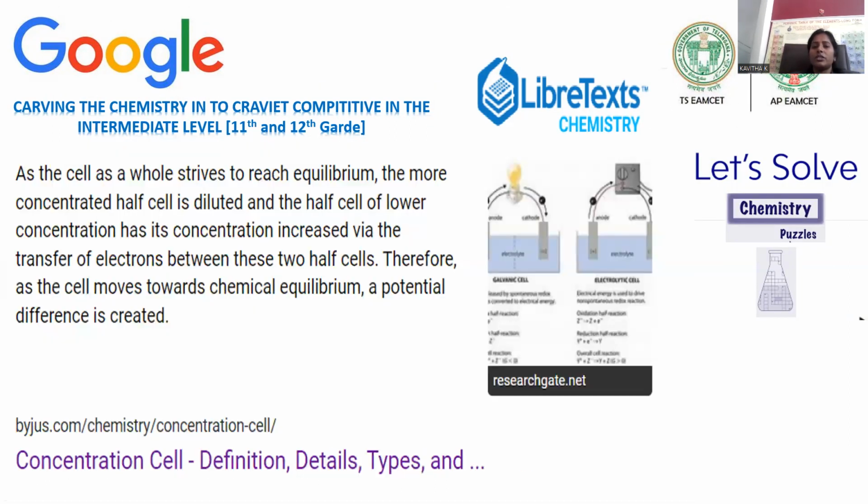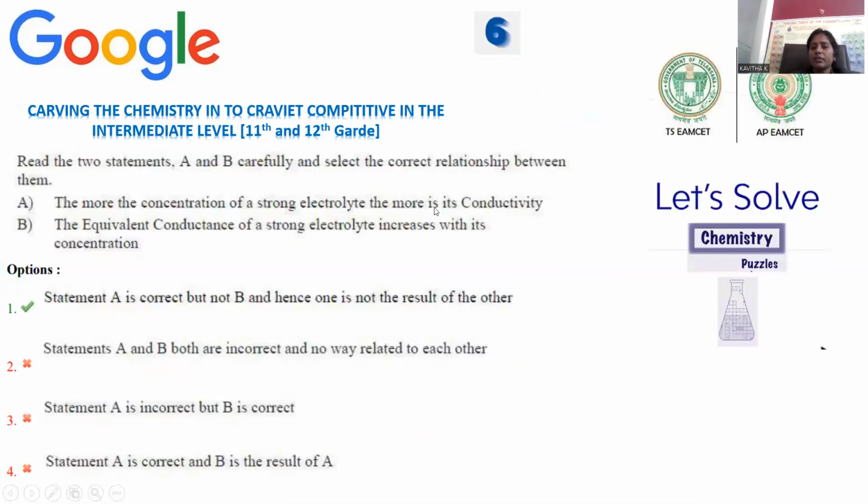Move on to question number 6. Last question of the session. Read the two statements A and B carefully. Select the correct relationship between them. Two statements are provided. We need to decide which statement is correct, which is wrong, or whether both are correct or both are wrong. We have to describe the entire thing.